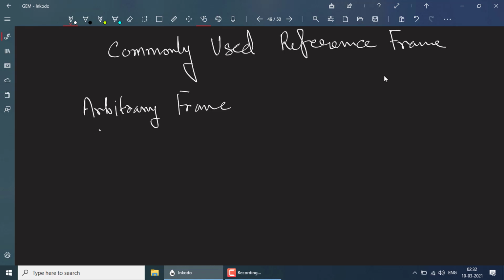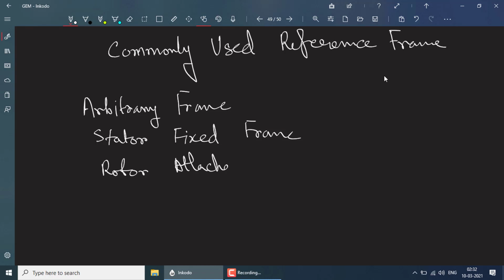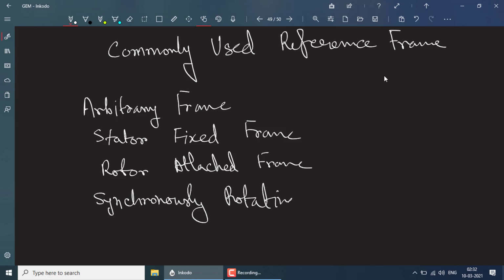Another frame that we can have is the frame that is attached to our stator, the stator attached or stator fixed reference frame. Another frame is the rotor attached reference frame, and the last one is the synchronously rotating reference frame.